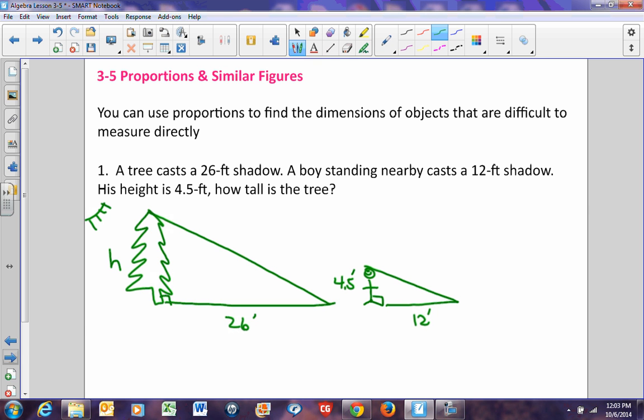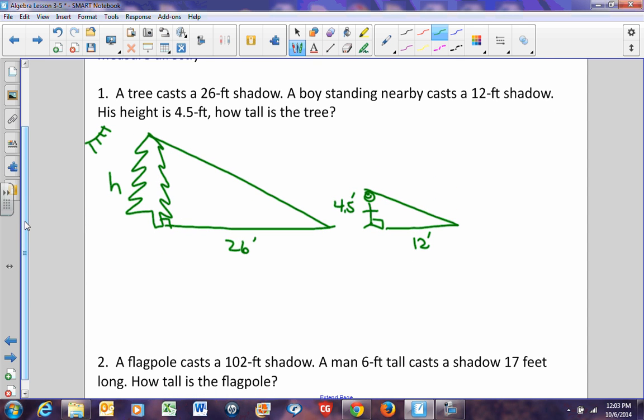I don't know too many people who lean when they're standing, so we can figure out how tall this tree is by setting up a proportion. The height of the tree, h, over the height of the boy, 4.5, equals the shadow of the tree, 26, over the shadow of the boy, 12. So there's our proportion. You could also set it up as the height of the tree, h, over the shadow of the tree, 26, equals the height of the boy, 4.5, over the shadow of the boy, 12.